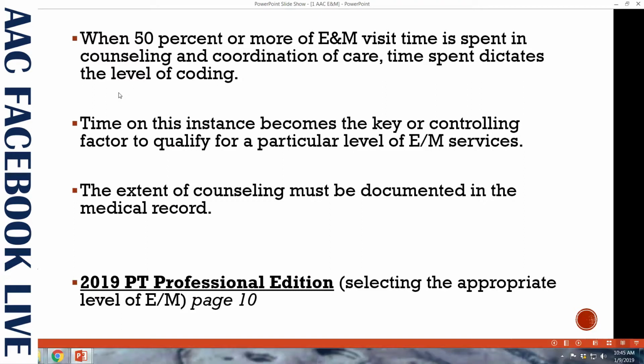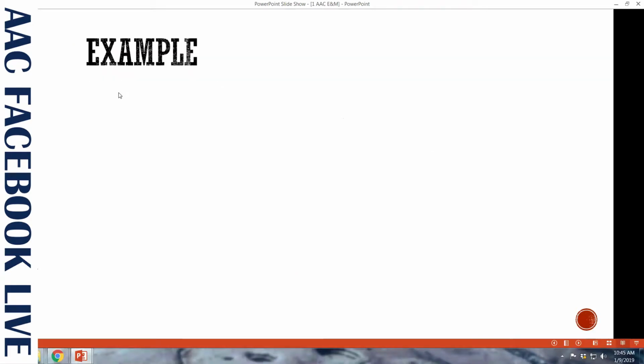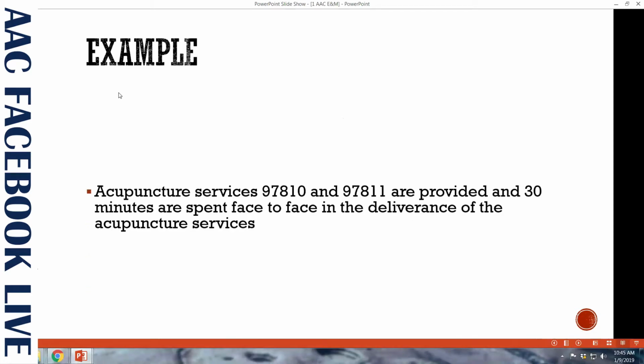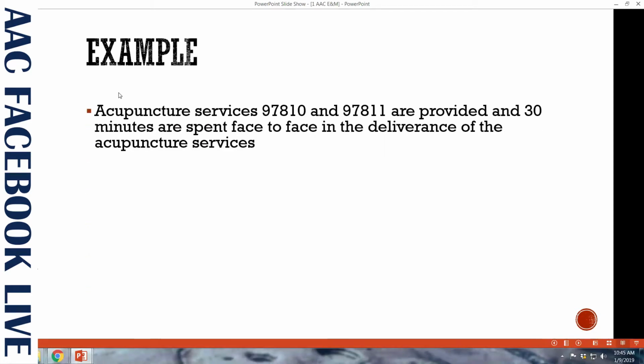It is the E&M code's purpose that when you spend 50% or more of your time, you may bill an exam, if you will, or a management code. And that's where I get the management part. And E&M is both. So here would be the example. A patient comes in and you treat them for 30 minutes. You'll notice here we have 97810 and 97811, which is going to be for 2 sets of acupuncture and 30 minutes face-to-face time.